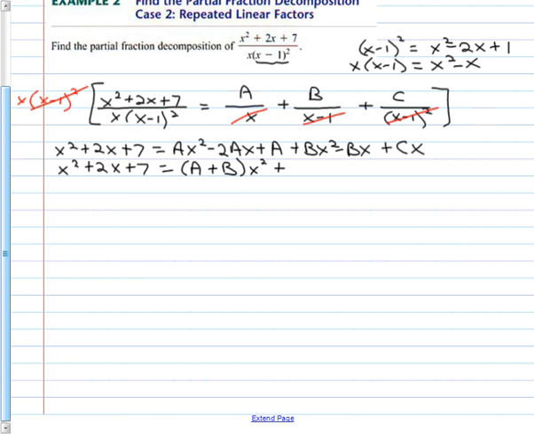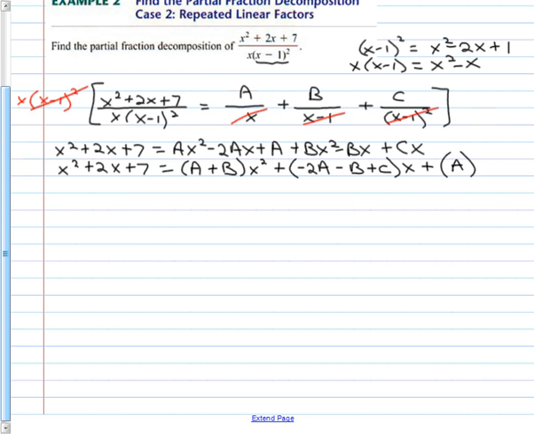Then I'm going to work on my x terms. What are all the coefficients that go with the x terms? Negative 2A, negative B, plus C. Those are all the x terms. And then I go for all the constants, which is everything else that doesn't have an x with it. As I come across here, I've got an A. Is that all I have? That's all I have.